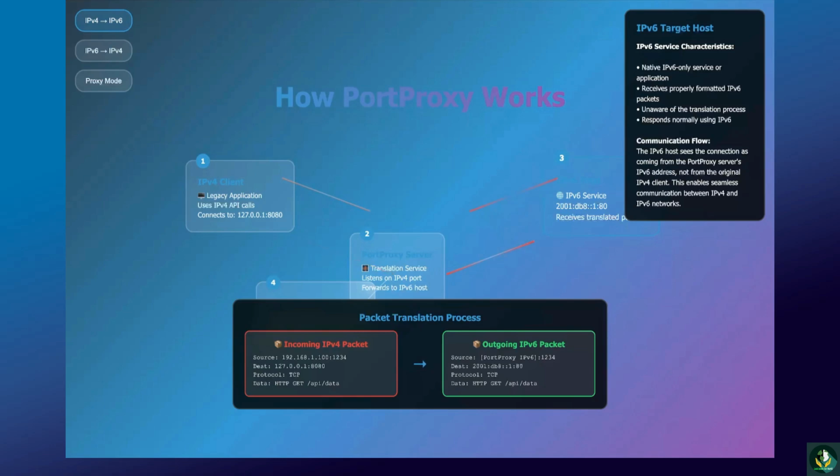And the second part is proxy between IPv4 and IPv6 hosts. Here, port proxy can act as a proxy between IPv4 only and IPv6 only hosts. Now, DNS must be configured to resolve the remote host's name as the IPv4 address of the port proxy computer. So port proxy is often used in environments where tunneling technologies like Teredo or 6to4 are not feasible.